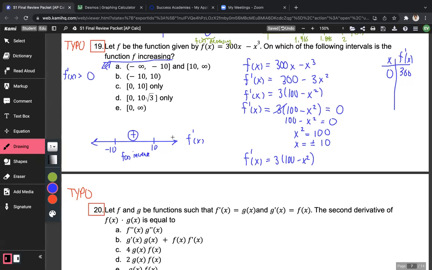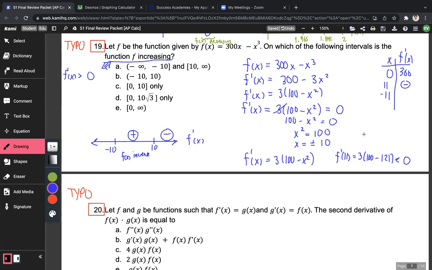All right, let's try something else. Let's just keep life easy and let's try 11. Plugging in 11 to my function here, f prime of 11 is going to equal 3 times 100 minus 11 squared. 11 squared is just 121. I'm not actually going to do any more arithmetic at that point. I'm pretty lazy. 100 minus something bigger than 100 is going to be negative. So I know that I'm going to have a minus sign here.